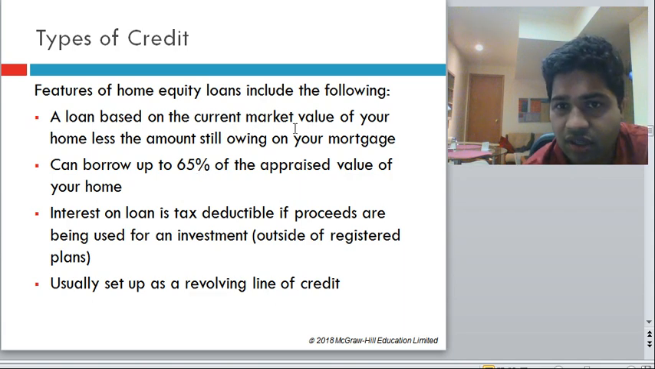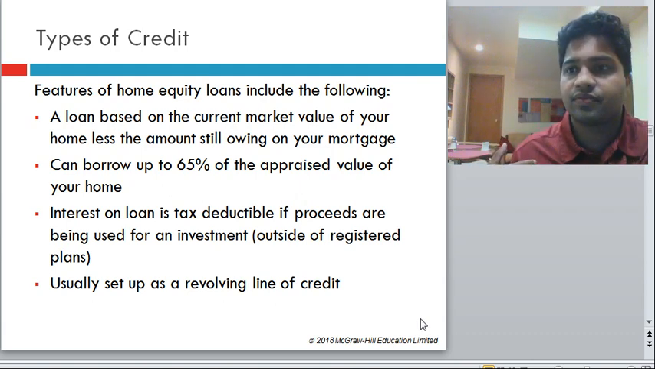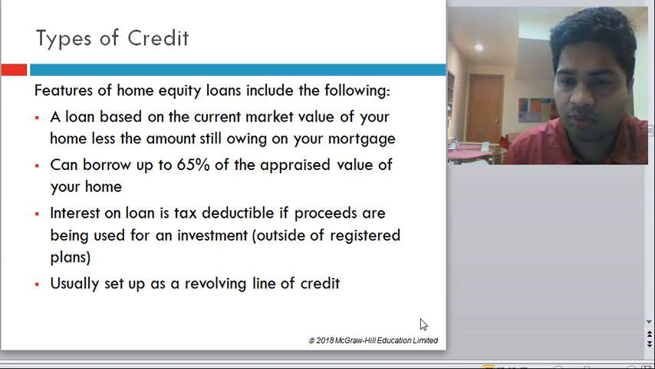So it's a loan based on the current market value of your home less the amount you owe on your mortgage, and you can borrow up to 65%. Interest on the loan is tax deductible if the proceeds are being used for investments. It's usually set up as a revolving line of credit. So you're charged on the amount you use, not the amount that they have approved for you.